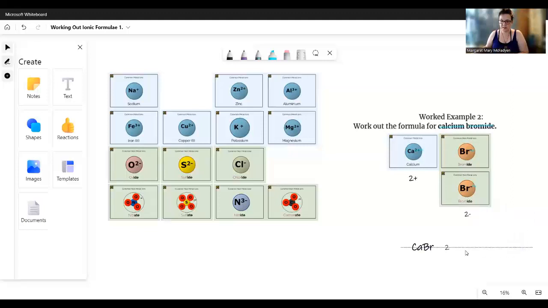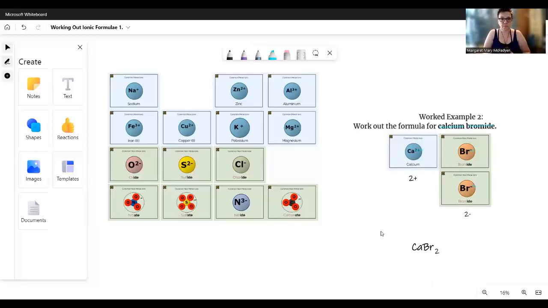And the way that we write the 2 is usually as a subscript there. So a little 2 just down from the letter. So the formula of calcium bromide this time is CaBr2. So 1 calcium ion and 2 bromide ions. And the reason we do that is so that we can balance out those charges, so that they can cancel each other out when we have the full compound.